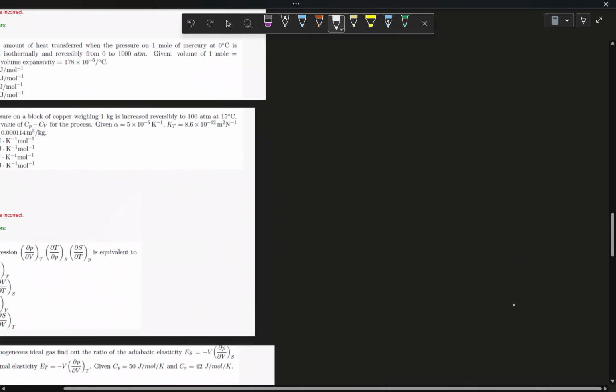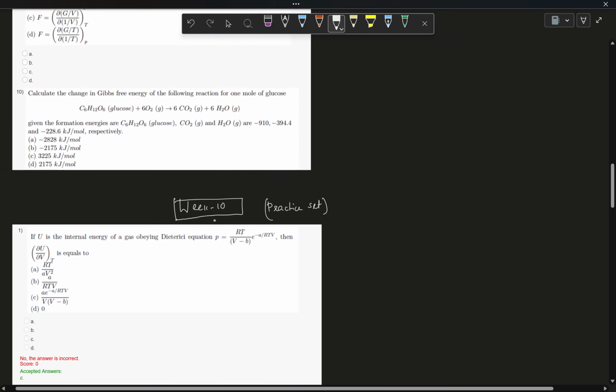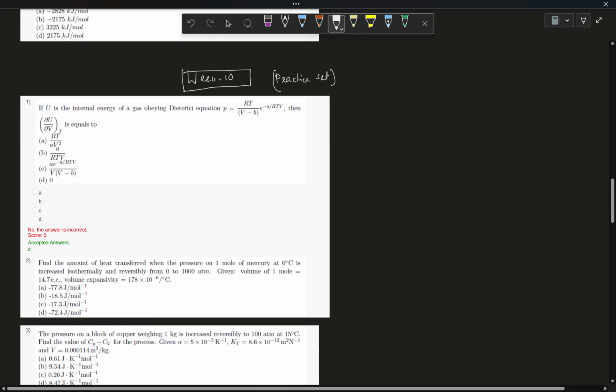So let us go back. This is your practice assignment set of week 10 that we are solving currently. Okay. So our answer is matching with option number C. So this is the correct answer.